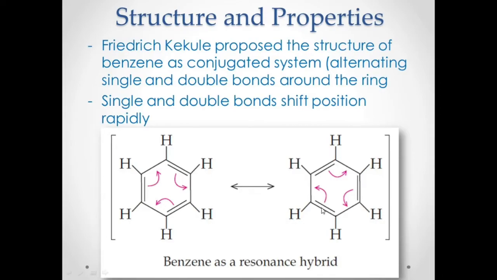That's why we can show the structure of benzene by just putting a circle inside the ring, because of the resonance hybrid, because of the delocalization of electrons. We can just draw a hexagon, then draw a small circle at the center, and that would be the drawing of the structure of benzene.